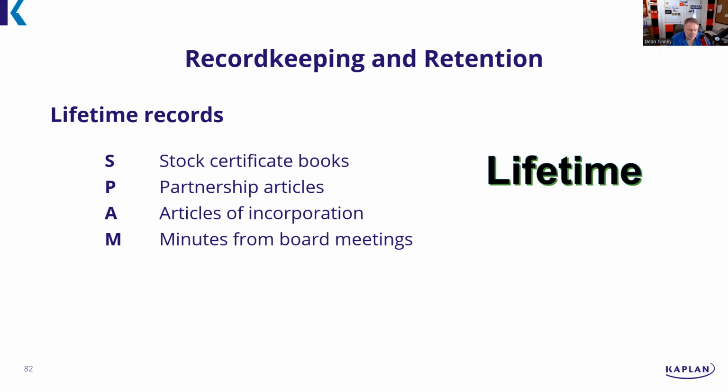So if we're organized as a broker dealer, we're not talking about stock of the customer, we're talking about ownership of the broker dealer, to make sure there's nobody involved in this broker dealer that shouldn't be. So for the lifetime, we want stock certificate books, ownership. If you say we're a partnership, Edward G. Jones, a partnership, since 1922, we want our partnership agreement, partnership articles, the articles of incorporation and minutes of the board meetings.